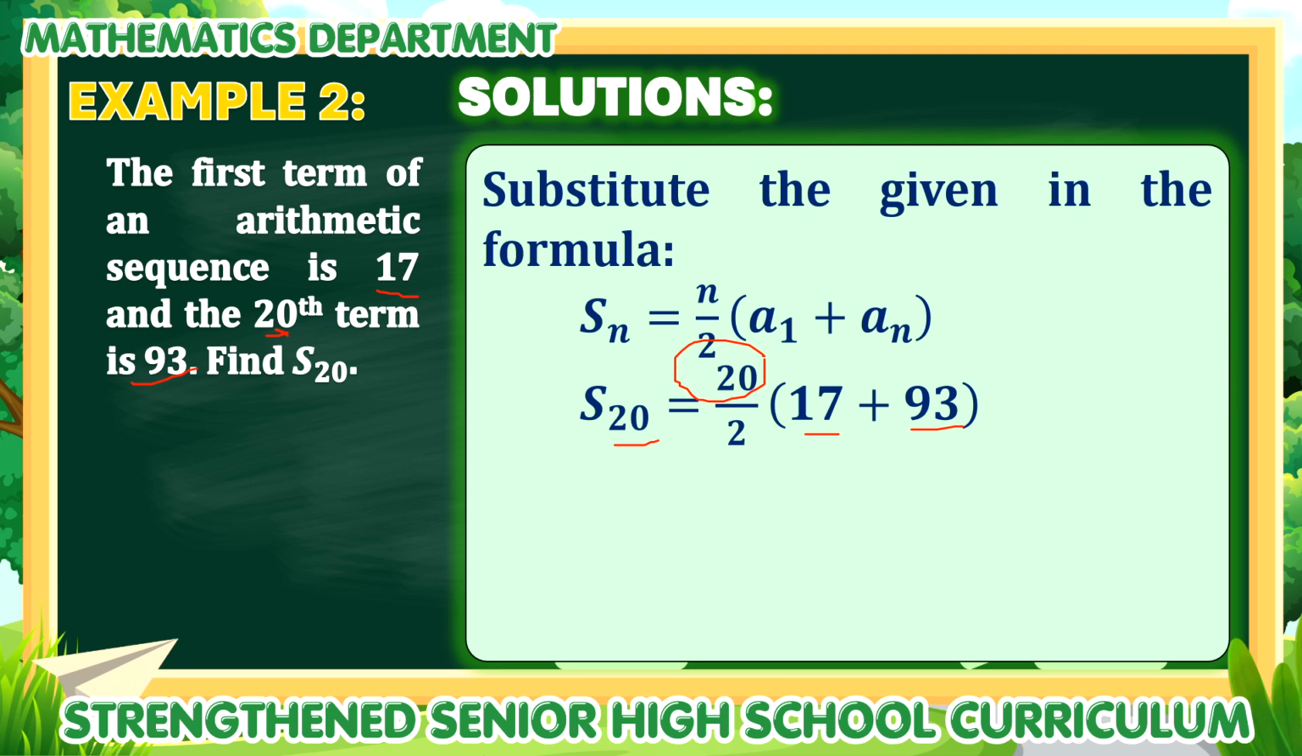Simplifying, 17 plus 93 gives us 110, and 20 divided by 2 gives us 10. Then multiplying 10 and 110 gives us 1,100. Therefore, our S sub 20, or the sum of the first 20 terms of the given sequence, is 1,100.